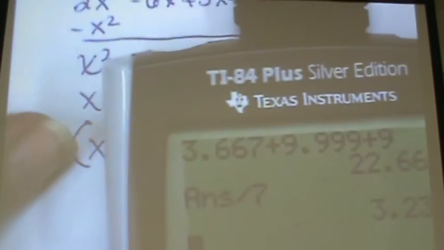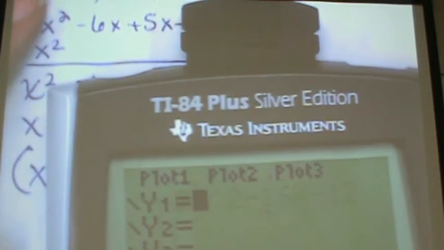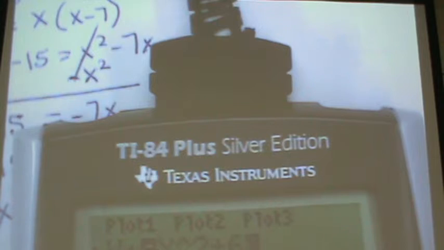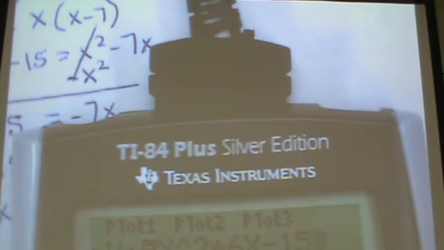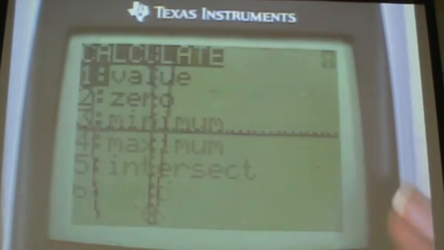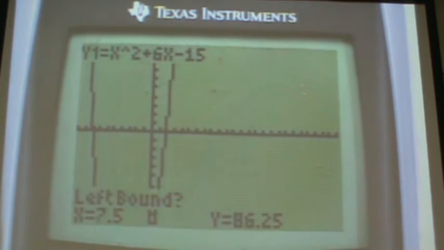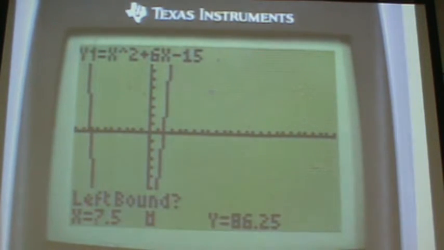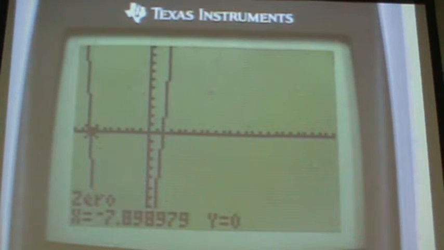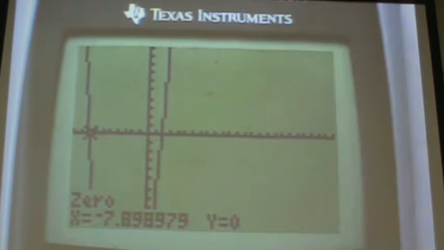to take this out really quick, and I'm going to graph it and show you that you get x squared plus 6x minus 15. Now what you should do is the quadratic formula, but those are your two answers right there. To get these two answers, hit second calc 0, and it's somewhere over there, so I'm going to say negative 9. So the first answer is negative 7.9, I'm going to say.